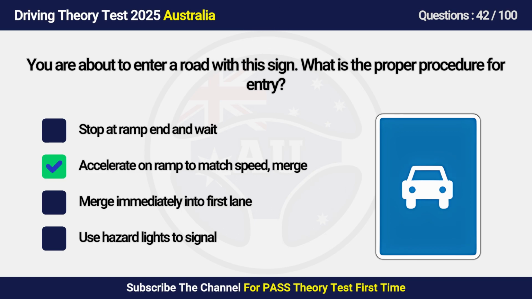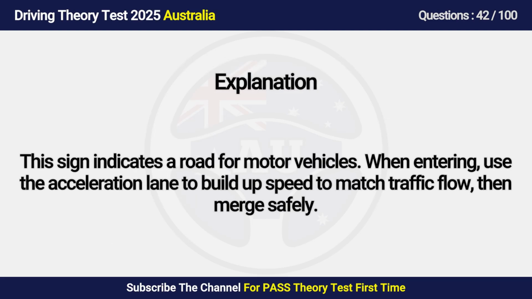Answer is B. Accelerate on ramp to match speed merge. This sign indicates a road for motor vehicles. When entering, use the acceleration lane to build up speed to match traffic flow, then merge safely.